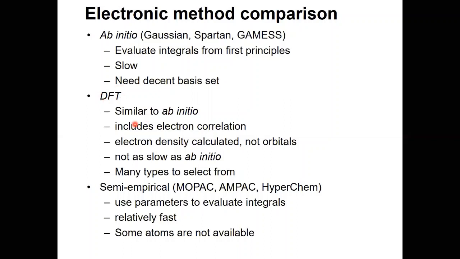The density functional method is similar to ab initio, but includes electron correlation in one step. So the energy density is calculated instead of the orbitals. It's not as slow as ab initio. And actually, if you consider ab initio plus some kind of MP2 or correlation method, DFT will be much faster. But the main problem of DFT is that you have many types to select from, so you get confused about which one to select. In the case of semi-empirical methods, they use parameters to evaluate the integrals, which makes the calculation quite fast. But the main problem is that some atoms are not available in the database.